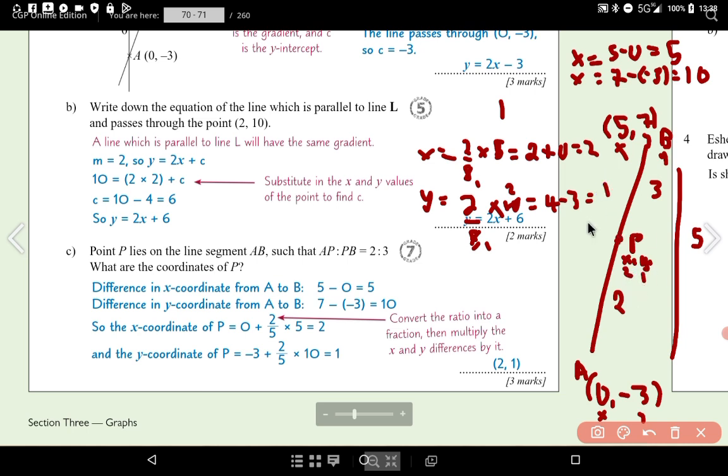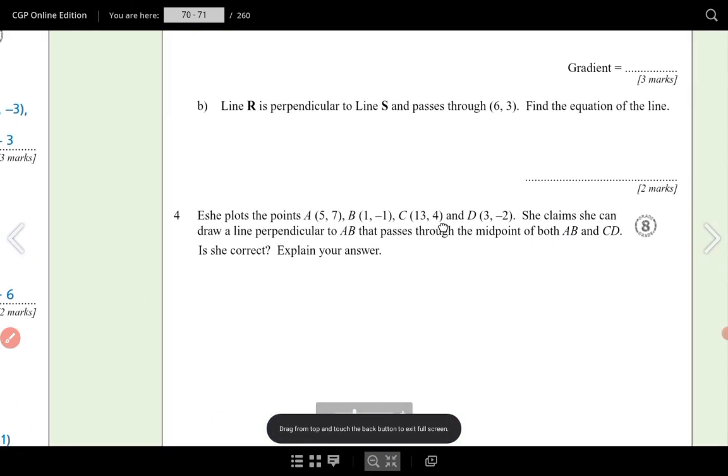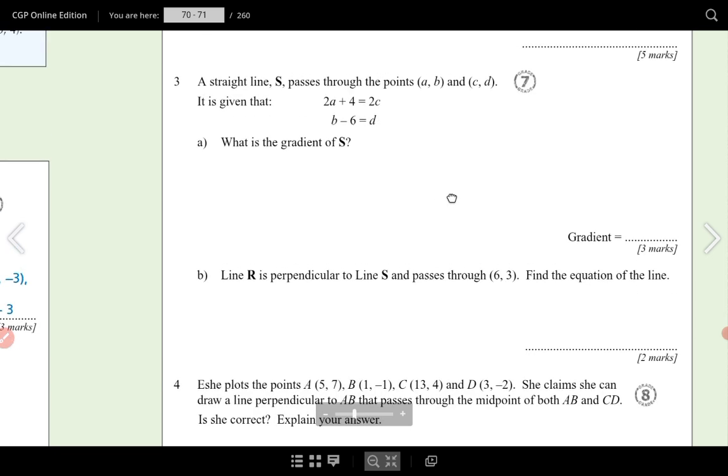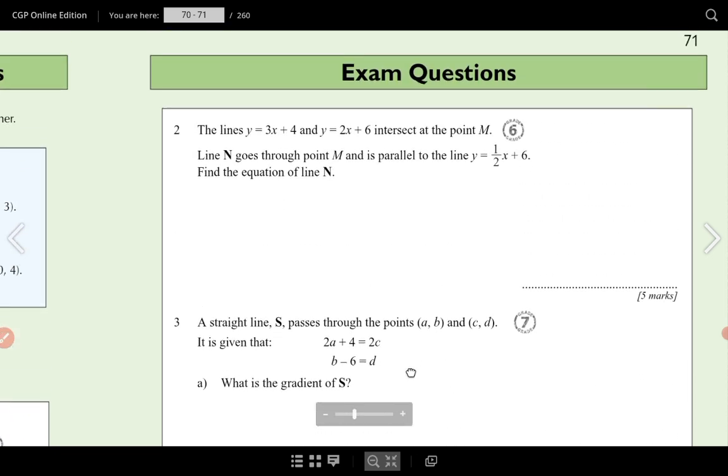So I'm sure that that's how you do it. I'm sure it's understood and it's clear. You can rewind, pause the video, and try to understand what I was doing. We have more questions, but these are just questions that you have to practice. This is also on parallel. Just know that parallel lines have the same gradient.